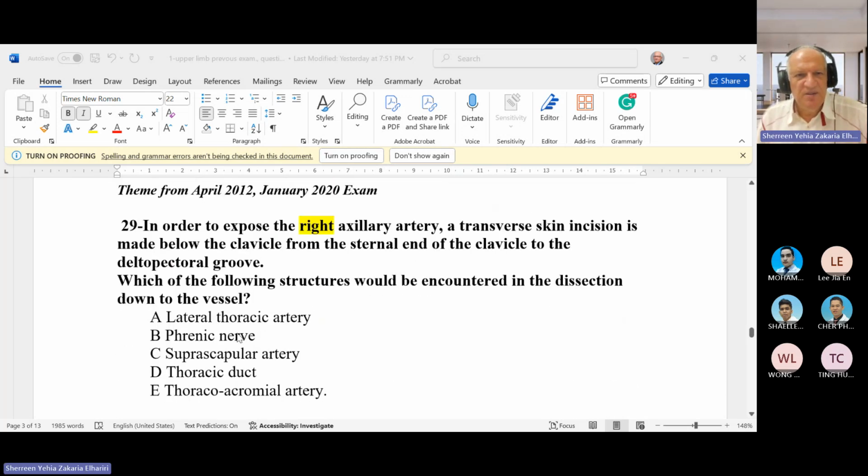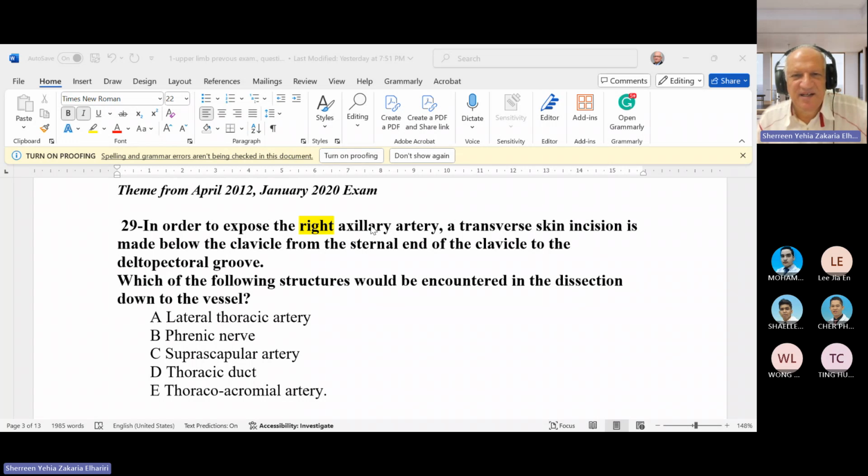Next question, in order to expose the right axillary artery, right side. It is important to know that usually in the upper limb, when you speak of right and left, the only difference between the right side and the left side is the thoracic duct, because the thoracic duct is on the left side. Apart from that, the anatomy is the same. So thoracic duct is out.